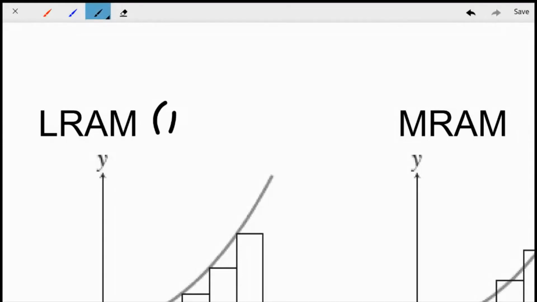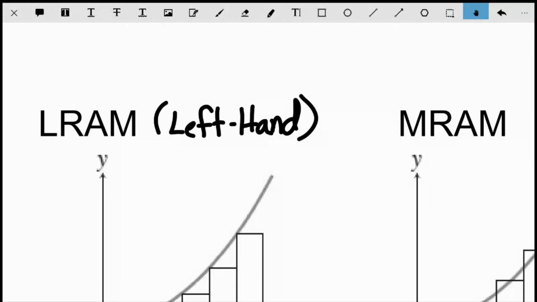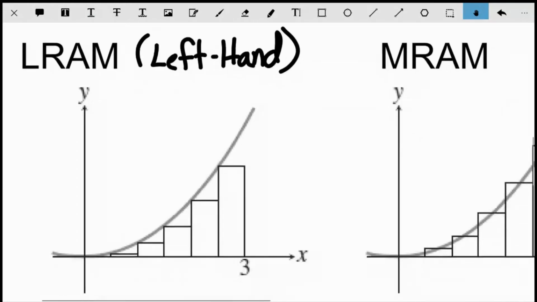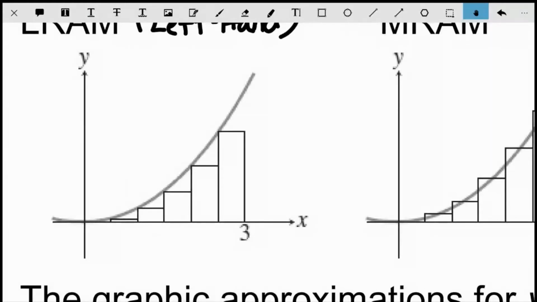Okay, so this is a left-hand approximation. That LRAM is the left-hand rectangular approximation method. We're typically not going to write LRAM; I'll show you some shorthand we'll use in a second. But you can see on this diagram what we're doing. We are taking whatever the function value is on the left side of the subinterval, and we're treating that as the function value for the entire interval.